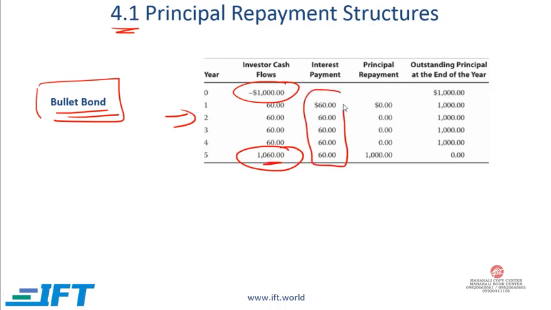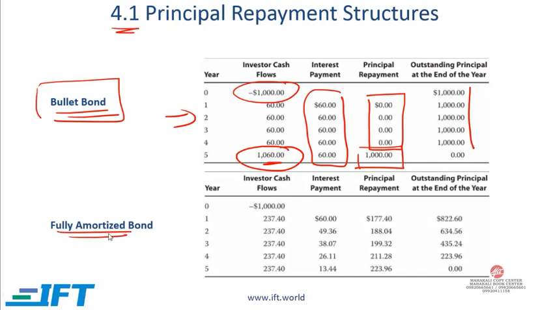Every period we get the interest payment. No principal is paid during the life of the bond. The principal amount of 1000 is paid at the end. During the life of the bond, the principal amount of 1000 remains outstanding.